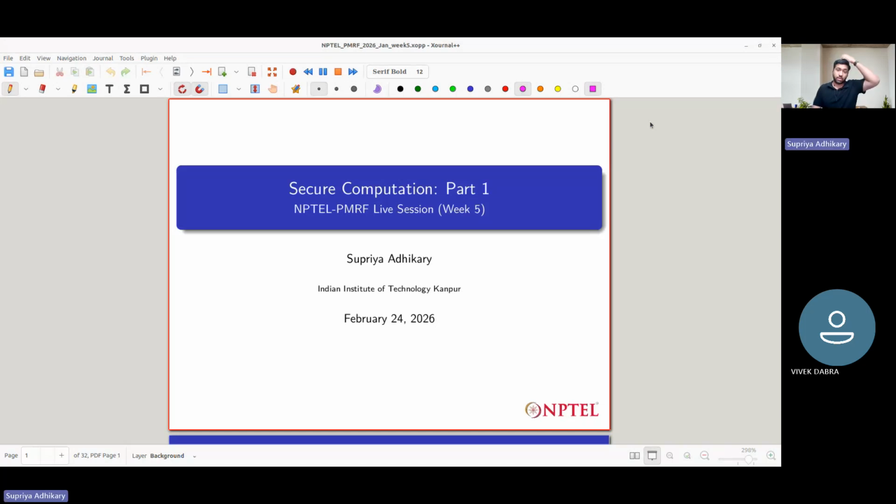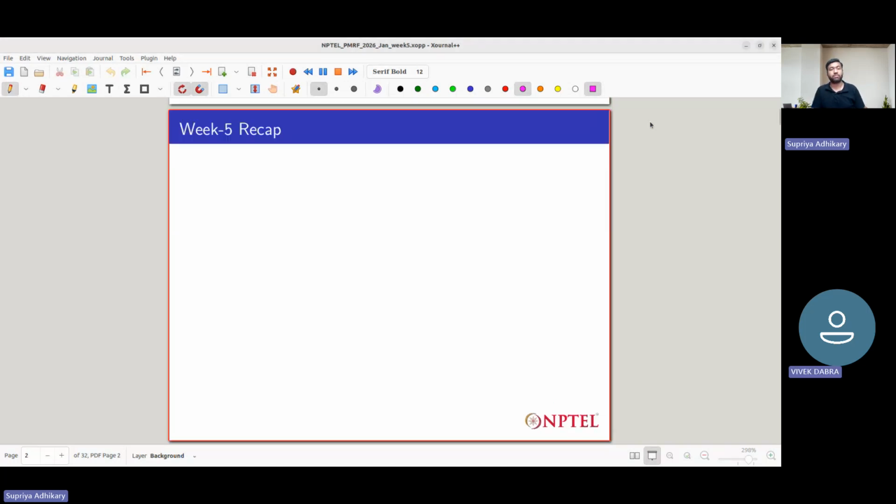Good evening. So this is week 5 of this problem solving session. Today I will first recap the week 5 contents and then we'll start with the problems.